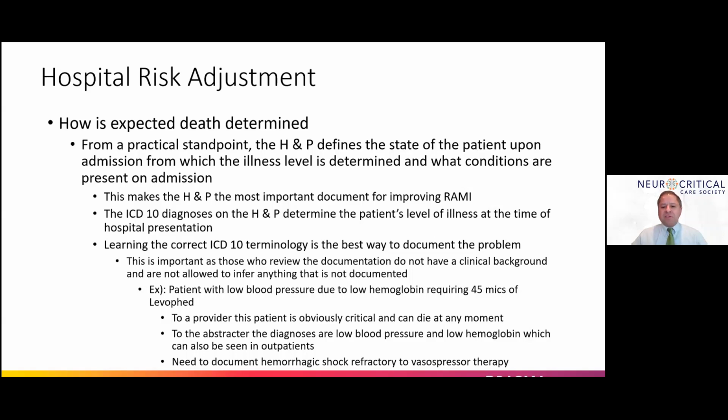To the abstractor, the diagnoses are low blood pressure and low hemoglobin, which can also be seen as outpatients. That sentence in no way, shape, or form to an abstractor conveys that this patient is critically ill. So you need to use the correct terminology. You need to document hemorrhagic shock refractory to vasopressor therapy. That is the kind of terminology that the abstractor understands and says, oh, this patient indeed is critically ill.